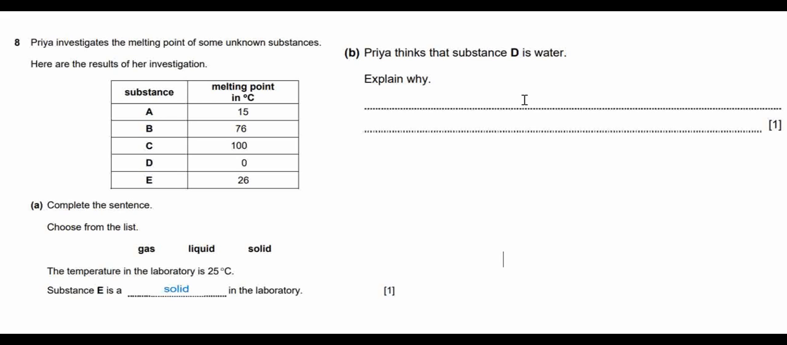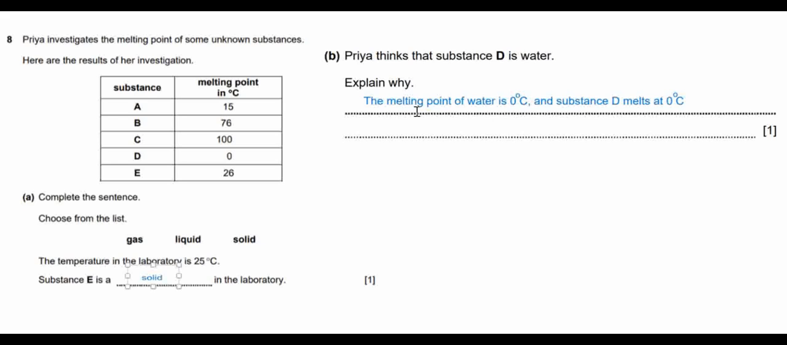Alright, let's open up the answer. Here we go. Substance D, melting point is 0 degrees Celsius. Melting point of water is 0 degrees Celsius and substance D melts at 0 degrees Celsius. So that's why Priya thinks that substance D is water.